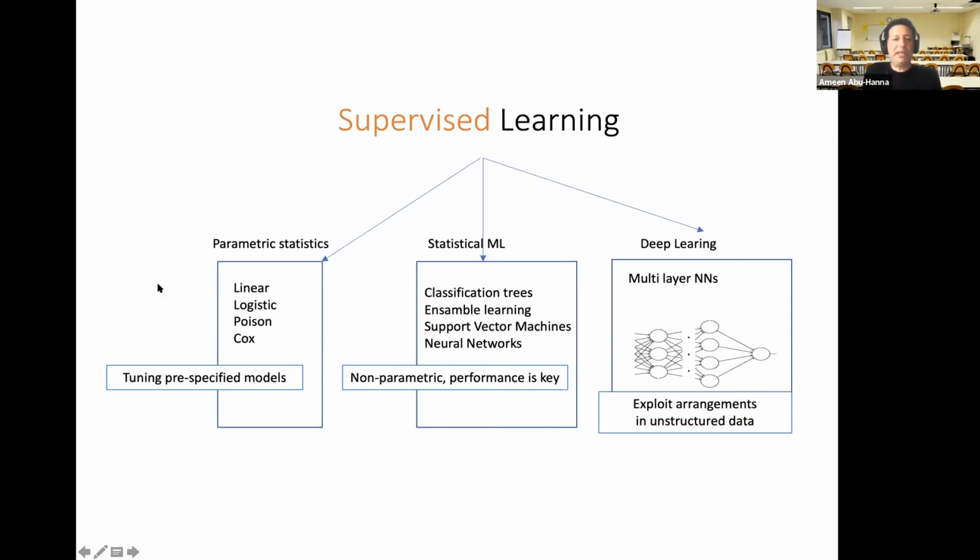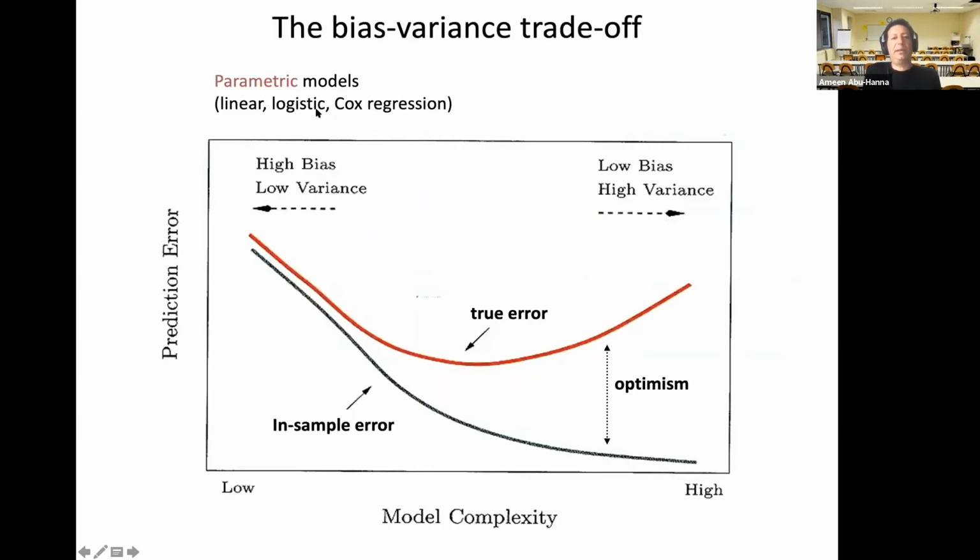So parametric models lie here in the spectrum. They are more high bias, low variance. So linear models, logistic regression, and Cox regression are here. And the non-parametric models, decision trees, deep neural networks, and neural networks in general, are more over here if you don't take care. So these are prone to overfitting, and these to underfitting.